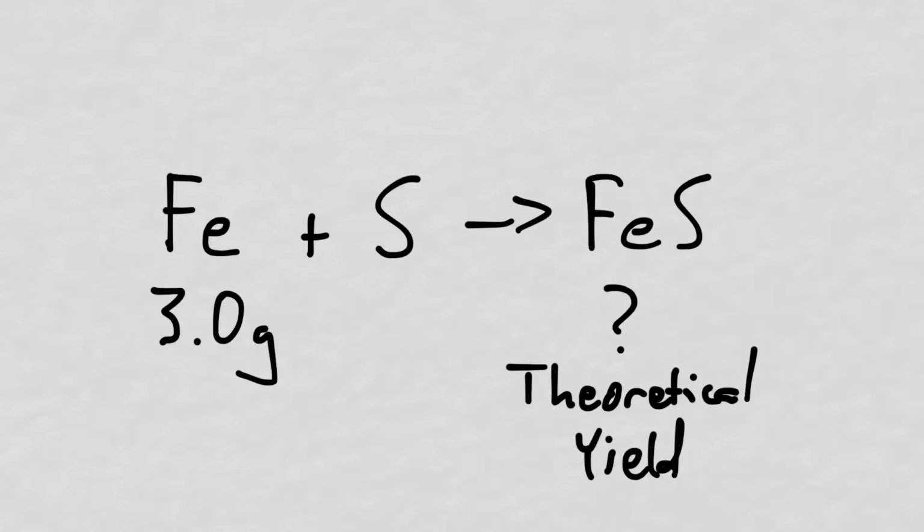It's already balanced. You notice that we start with 3.0 grams of iron. We have an excess of sulfur, and then we're going to produce some iron sulfide. Our question is then, how much iron sulfide should we get? So we use our stoichiometry calculations to help us out.